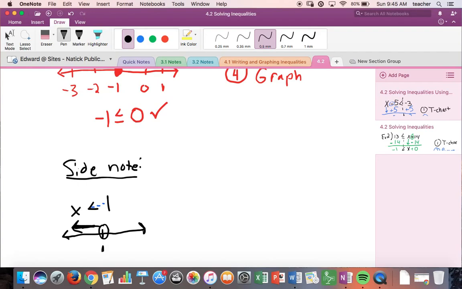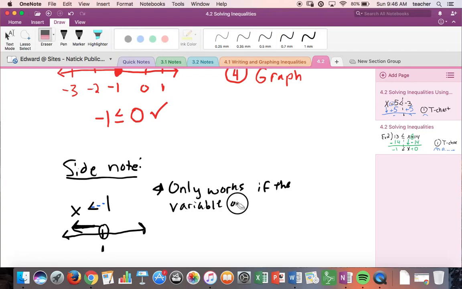Side note, that always works, but only if the variable is on the left side. It only works if the variable is on the left side. So if this is a method that you're interested in, please make the note. It only works if the variable is on the left side. It doesn't work if the variable is on the right side.